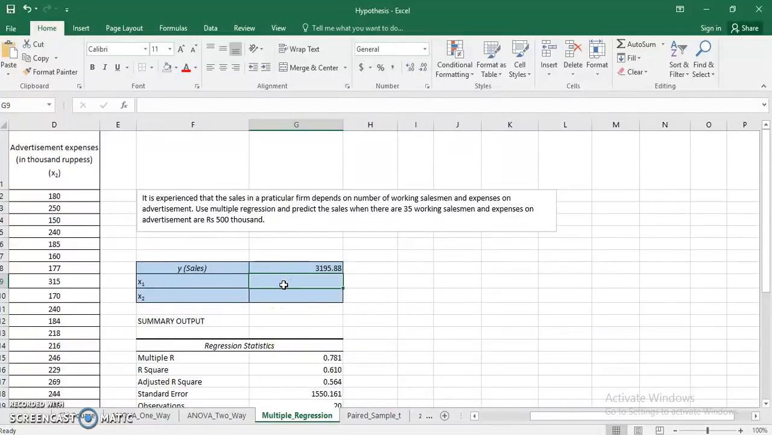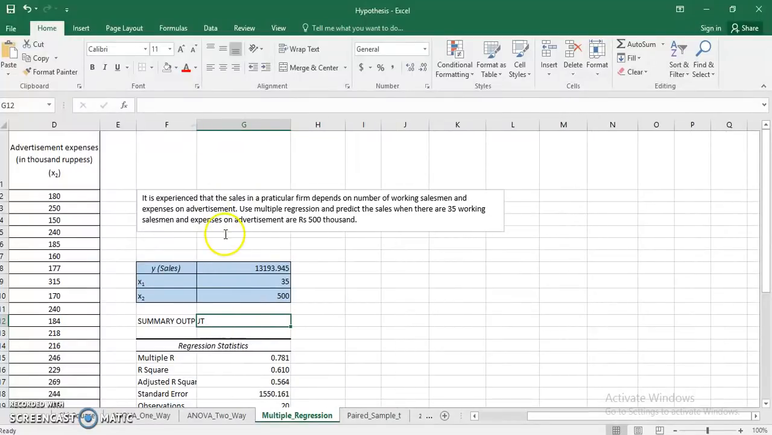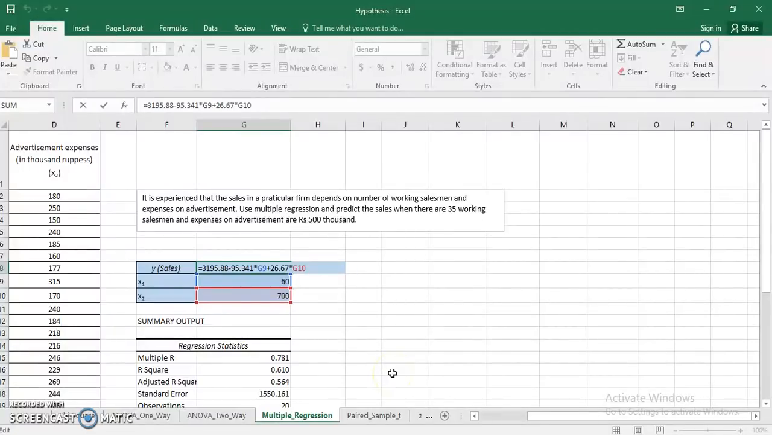But right now I'm interested in calculating when x1, that means number of salesmen, is 35 and total budget was 500,000 rupees. So that's it. I can get my sales figure right here: 13,193.945 thousand rupees is going to be my sales if the number of salesmen are 35 and if budget expenses are 500. So if I create this equation, I can use anything. Like if I increase the number of salesmen to 60 and I increase the budget to 700, so this is my projected sales. So I'm highlighting the equation once again. You can cross check it.